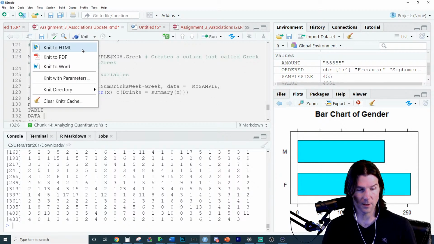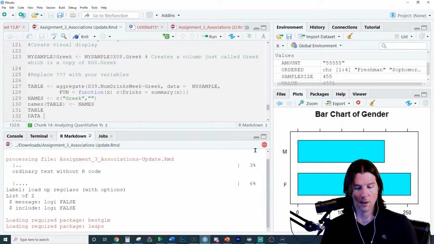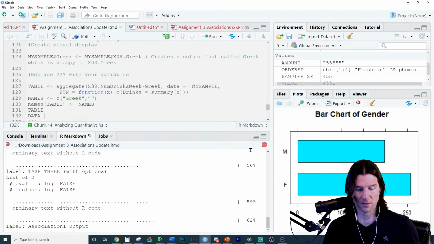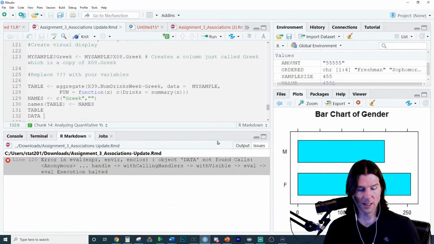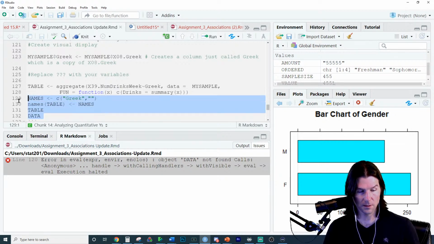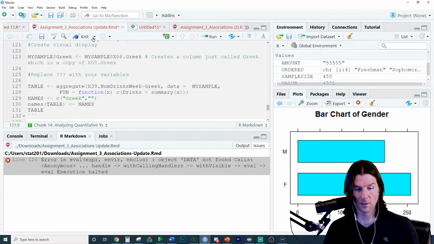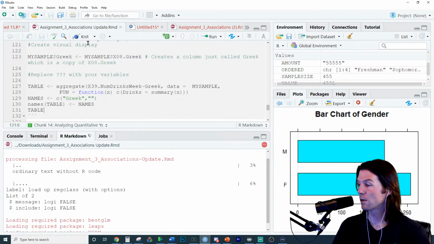Will mine knit right now? I don't know if I put an excessive output point loss on this. Okay, so mine is running and I'm getting an error. Object data not found 120. Oh, because I was having fun right here. Okay, data. Cool. So let's knit this again. Let's see if it works.